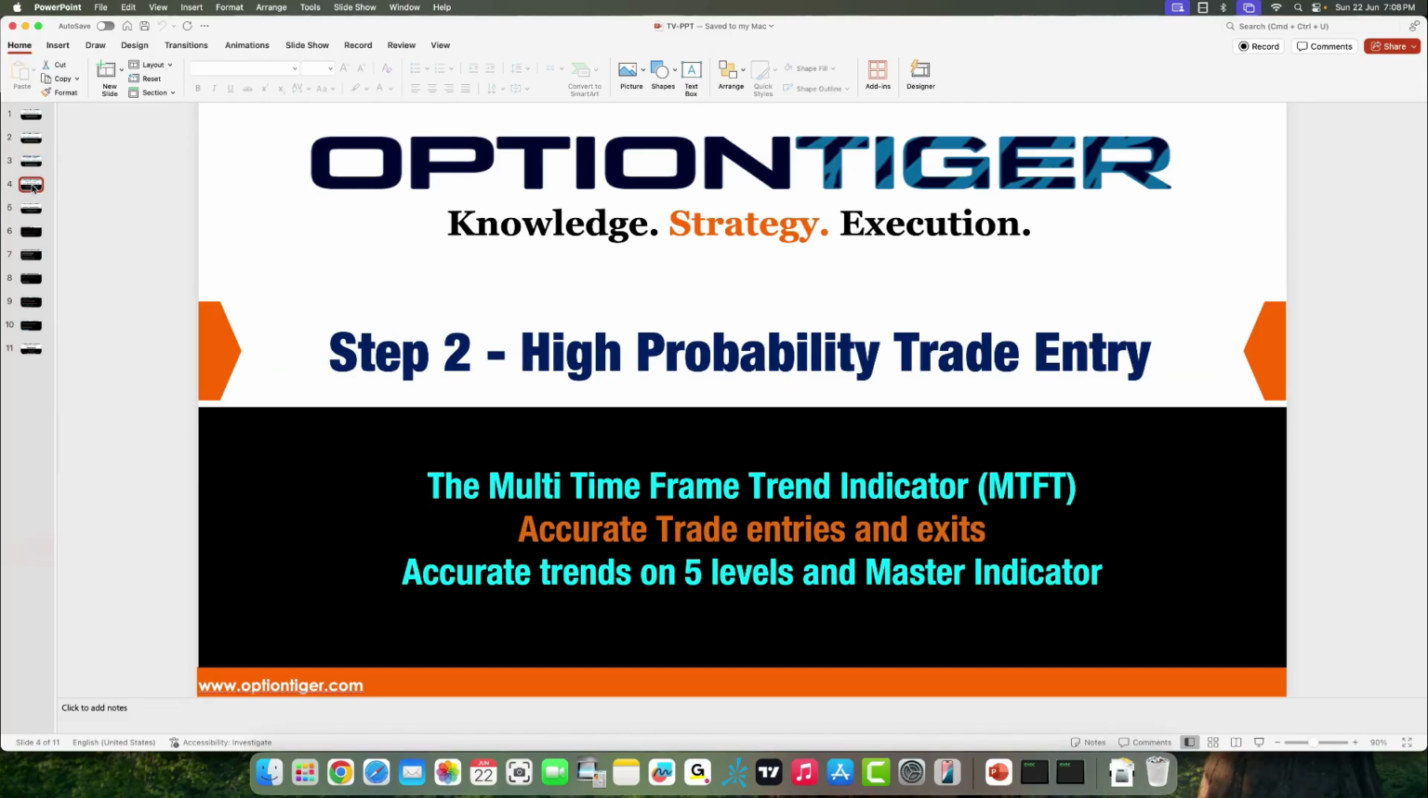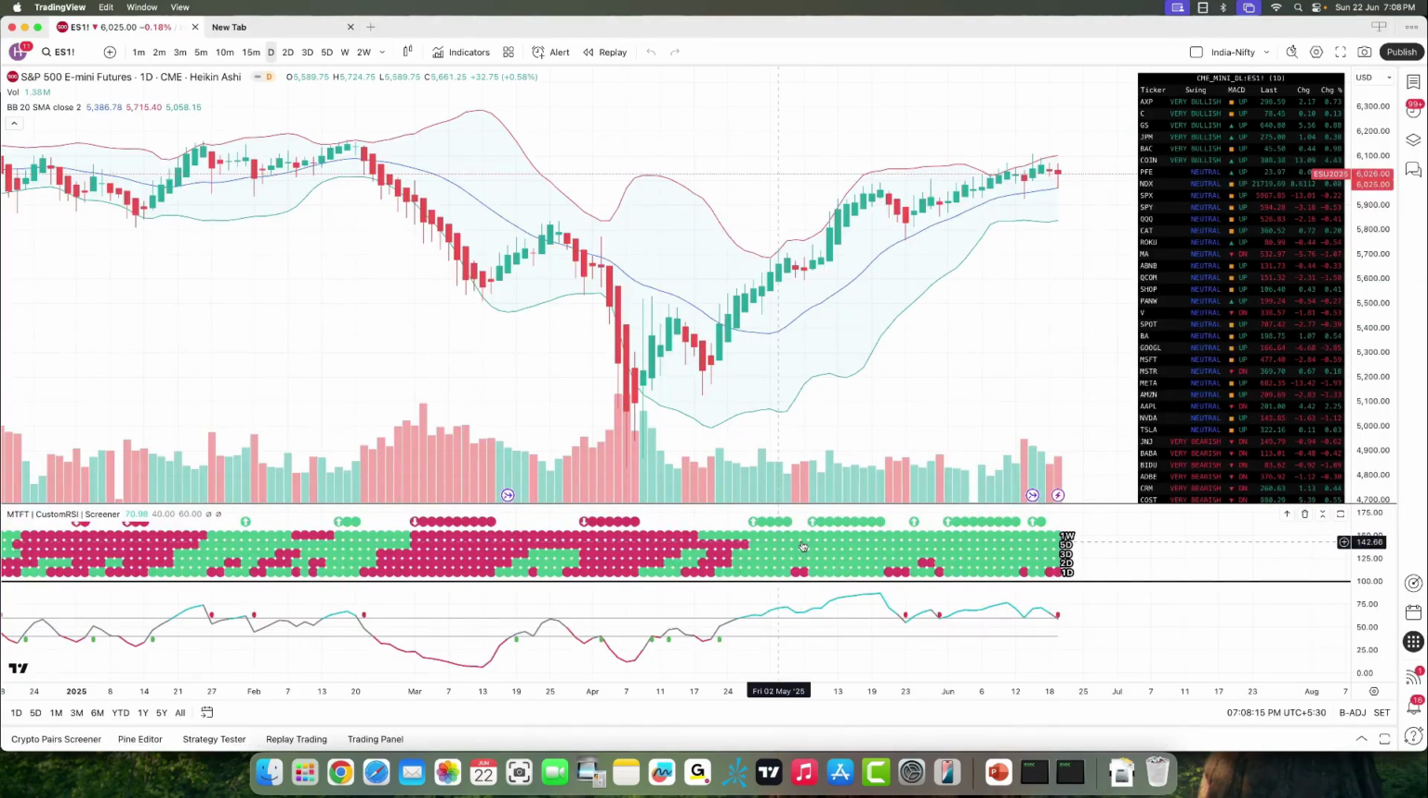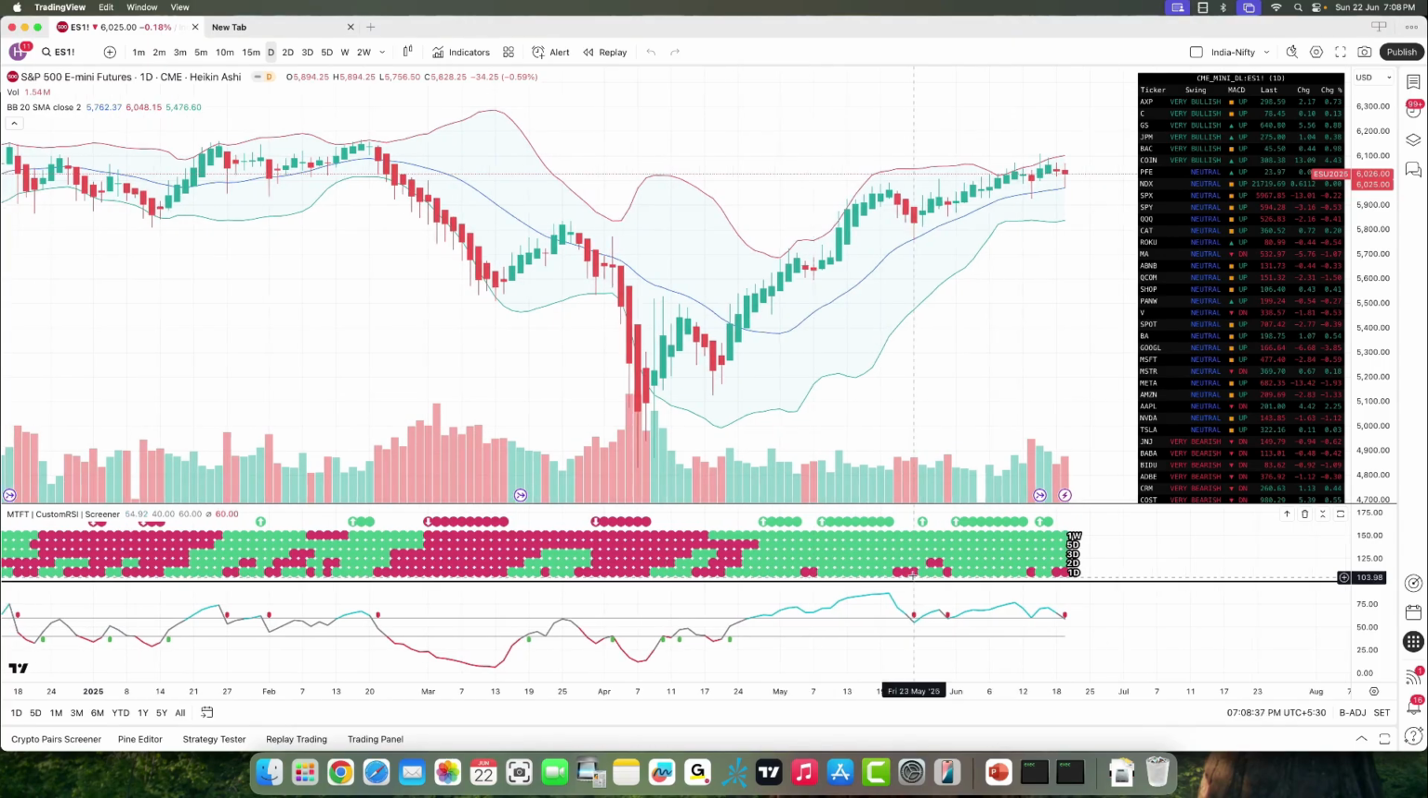Step 2 is a very high probability trade entry. This is where the multi-time frame trend comes in, and you would want to take the trade aligned with the MTFT. So here, as you can see, 2 or 3 green dots, and the 4th one is coming. You can get in as soon as there are 3 dots, or there are actually 4 dots right here. So you can get in somewhere here, and you probably rode it all the way till here. Just because you see 1 dot on the lowest time frame, it doesn't mean you need to get out of the trade. You can stay in there. But if you see 2 or 3 rows going red, that's when you need to get out of the trade.